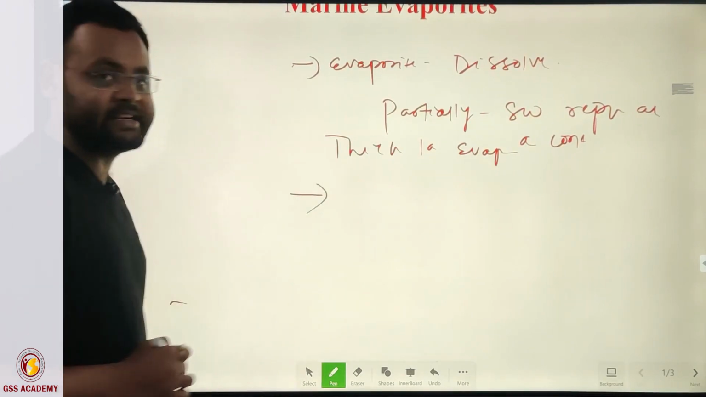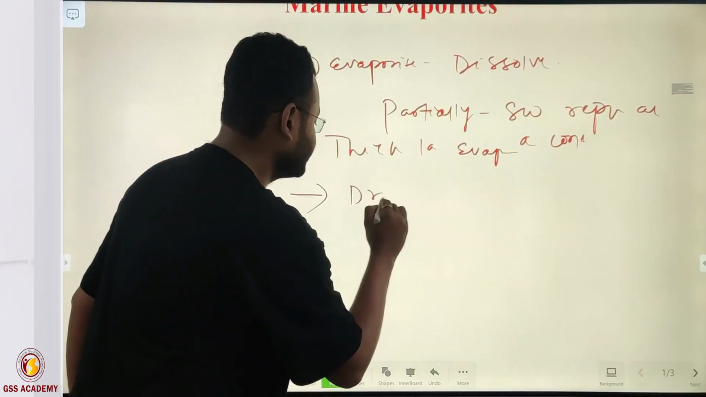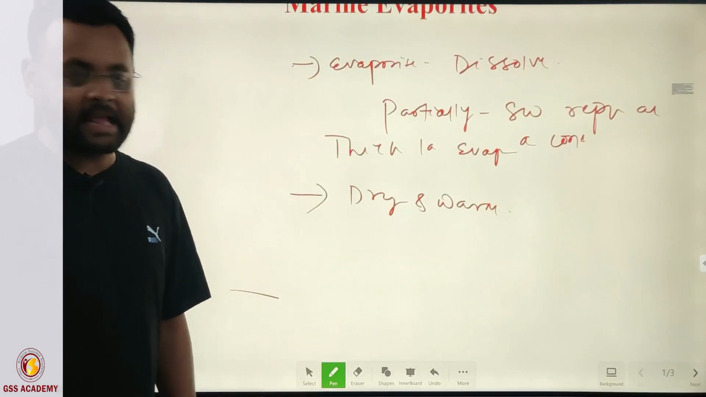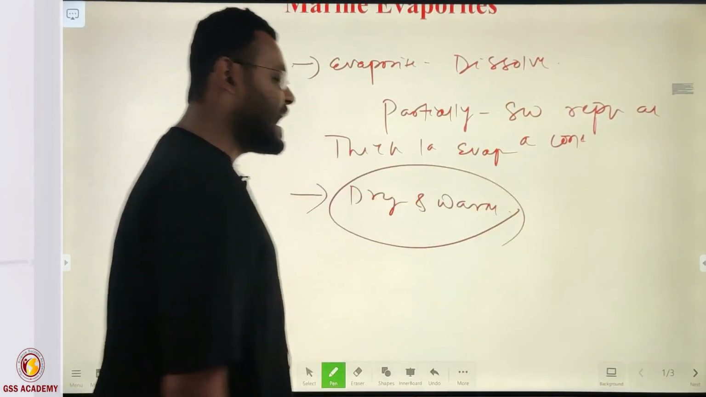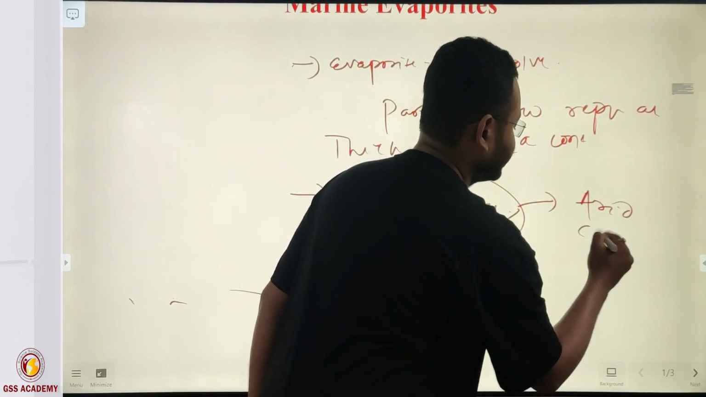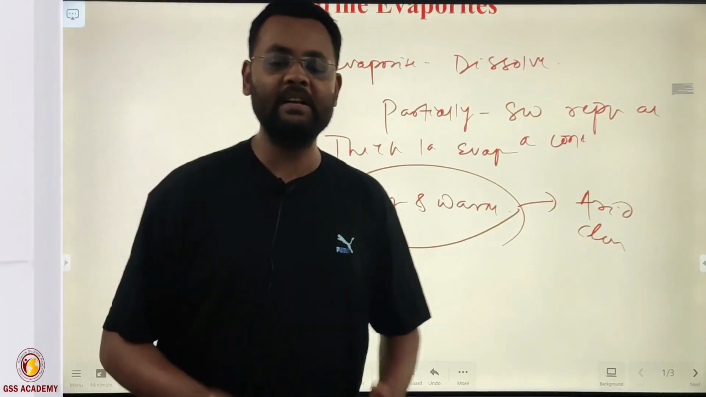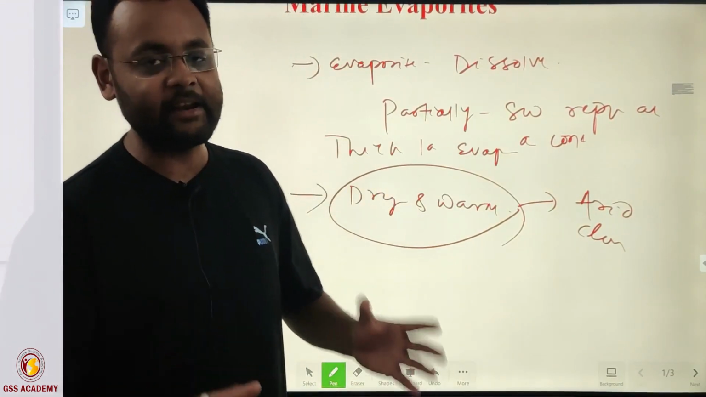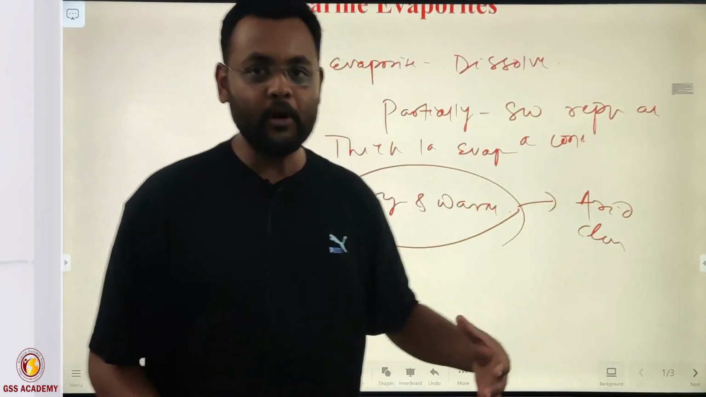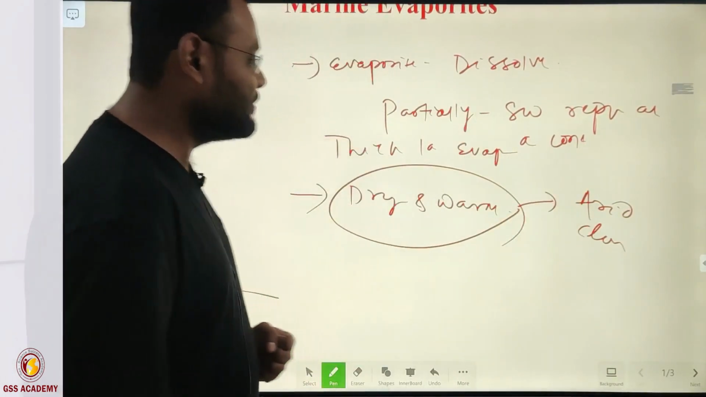Second, why do we need an arid climate? For evaporation we need a dry and warm climate, and this dry and warm climate is normally present in an arid climatic setting. Therefore, evaporites normally deposit when a shallow body of water is partially isolated from the open ocean in an arid climatic setting.